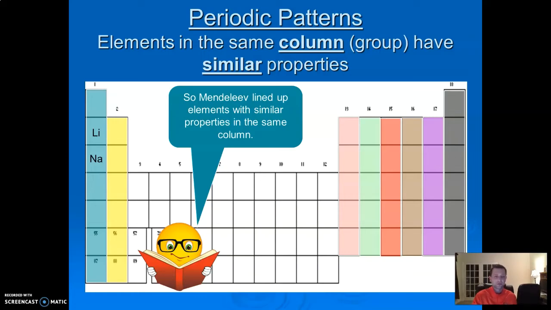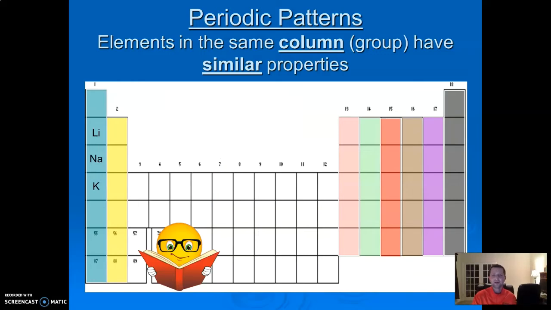Elements in the same column or group have similar properties, and there's a demo that I'll do, or a video I'll show you at some point, of lithium, sodium, and potassium in group 1. I'll probably show you that when we talk about the trend in reactivity, but all 3 of those elements have very similar chemical and physical properties, and I'll save that for a later point in time. Okay, but other elements follow the same type of pattern in their respective columns.